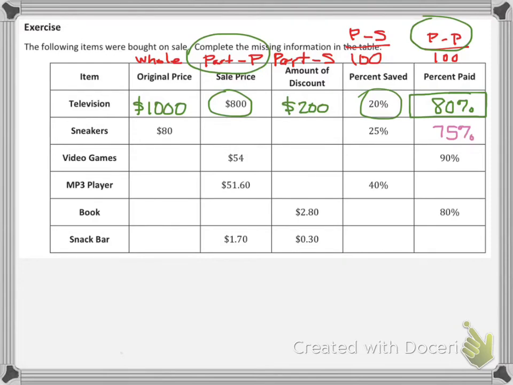Now, what part do I use? Well, I can use any part that I want. I can try to find the amount of discount, or I can find the sales price. It's up to me because I have the whole, and I can just put that on the bottom and solve for either one. The percent that I choose will determine which one that I solve for.